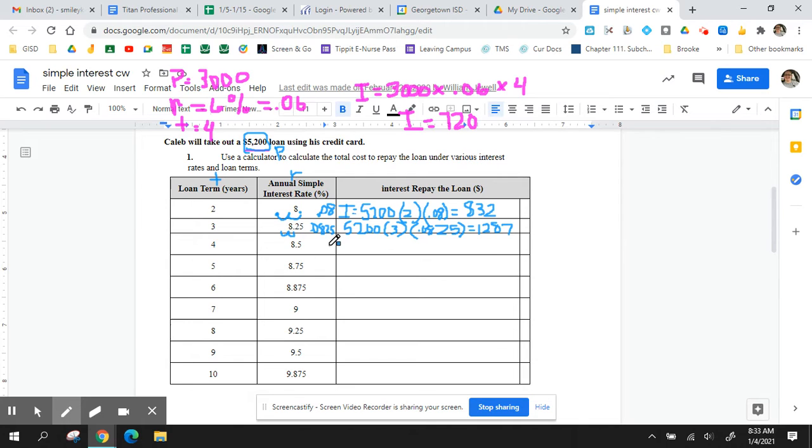So potentially your numbers are just going to get higher and higher as you go through this table. So please try and work a few of these at least. Make sure you know what you're doing for simple interest.